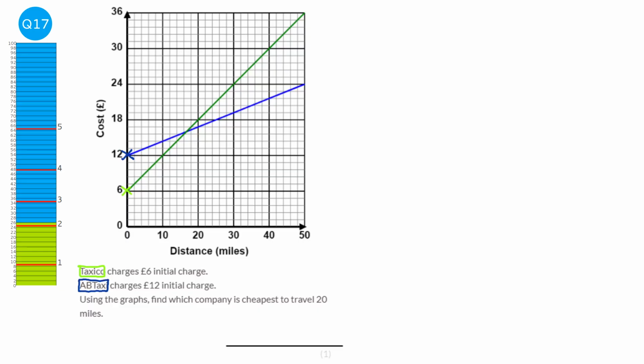Now it says which is the cheapest to travel 20 miles. So what we're going to do is go to 20 and draw a line up from 20. You can see that the blue line is actually lower than the green line. So the blue line is cheaper, and the blue line is owned by AB Taxi.